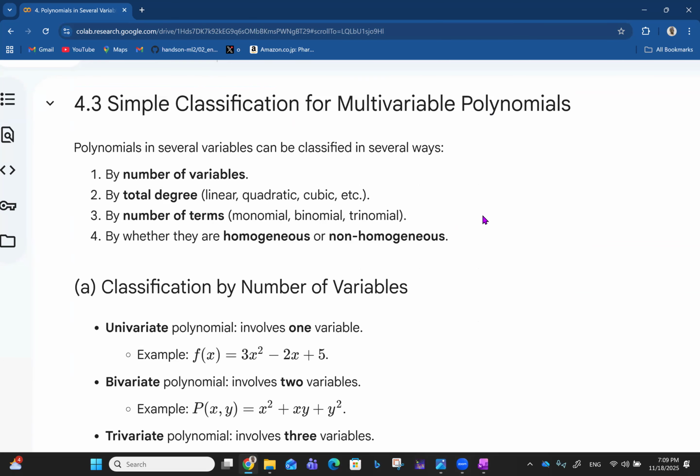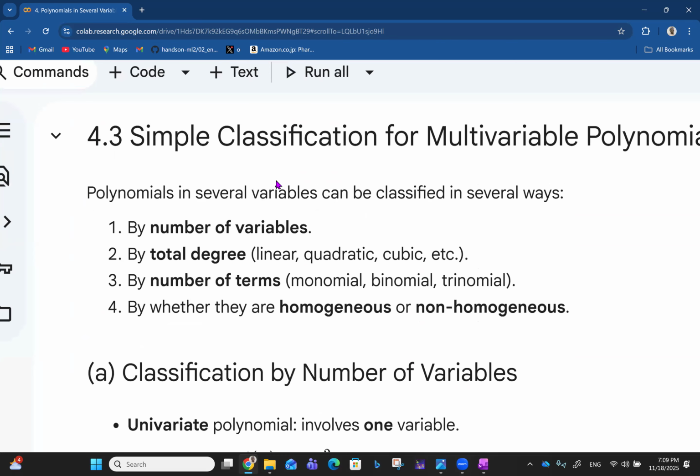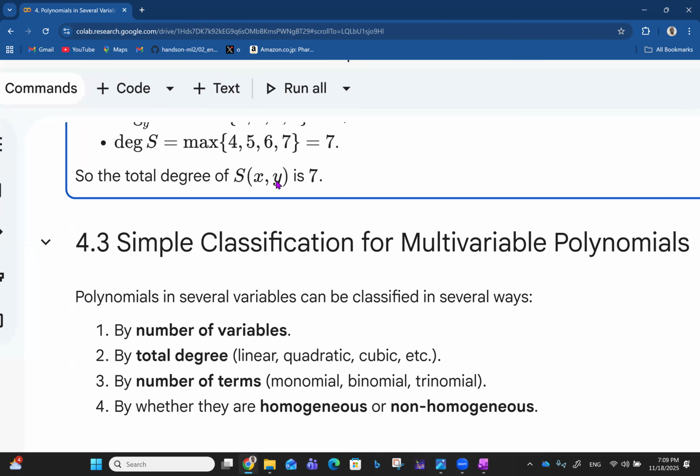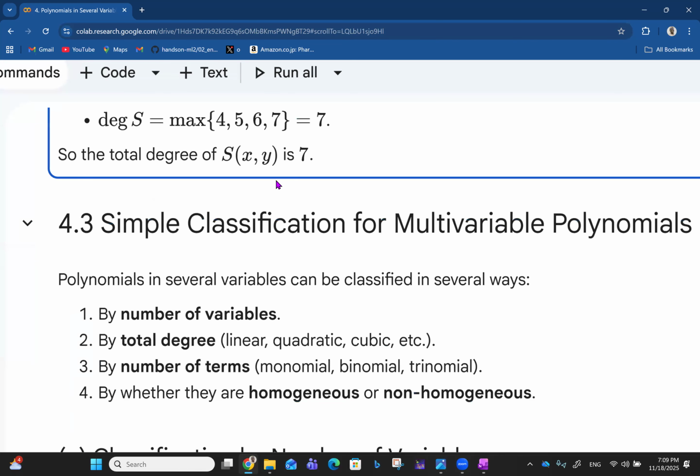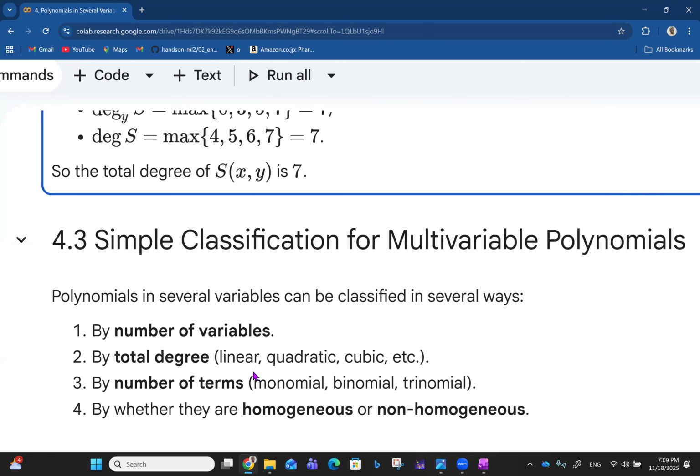So let's talk about simple classification for multivariable polynomials. Polynomials in several variables can be classified in several ways, right? We can classify by number of variables. We can classify by total degree. We've now seen degree. So linear is when the degree is 1. Quadratic, when the total degree is 2. Cubic, when the total degree is 3, and so on. Now we have quartic, when the total degree is 4. You have quintic, when the total degree is 5.